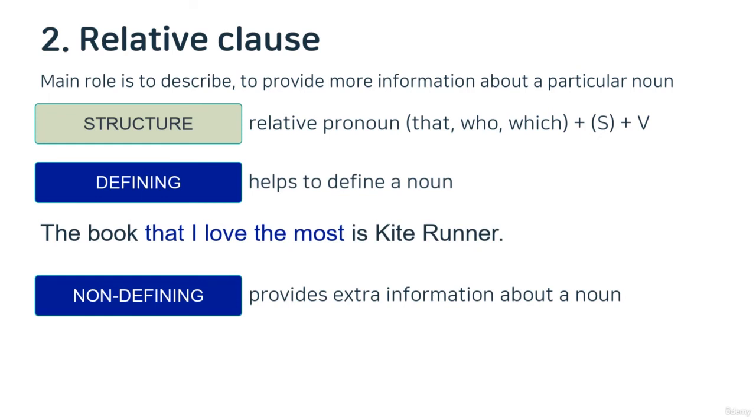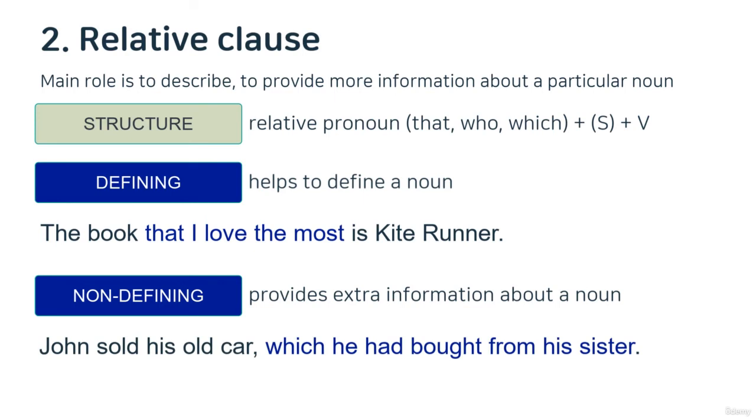Here's an example sentence that uses a non-defining relative clause. John sold his old car, which he had bought from his sister. Now, in this sentence, the relative clause "which he had bought from his sister" provides extra information about the noun, his old car. Even without this information, the sentence is complete. John sold his old car. There is nothing confusing about this sentence.